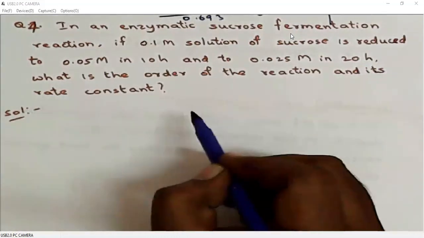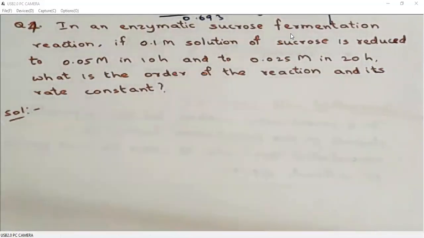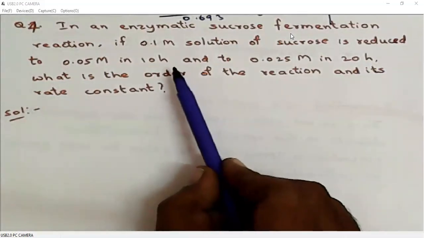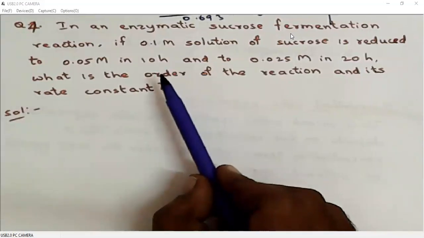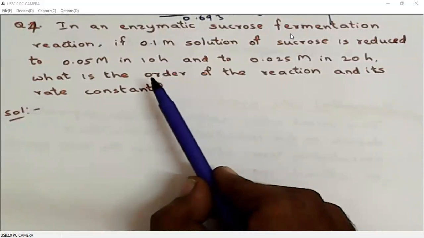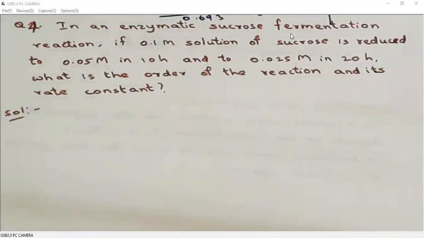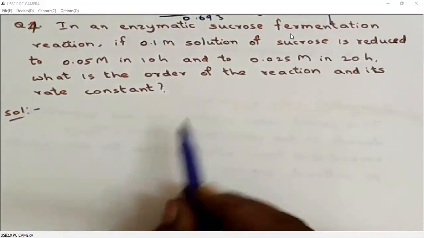Here we were given only the changes in the concentration of starting material and we were asked to find out the order. That means the change in concentrations. So the proportion of change in concentrations has a direct relation with the order. So that's what we need to catch. Now, we know the sucrose fermentation. When it undergoes fermentation, it gives glucose.